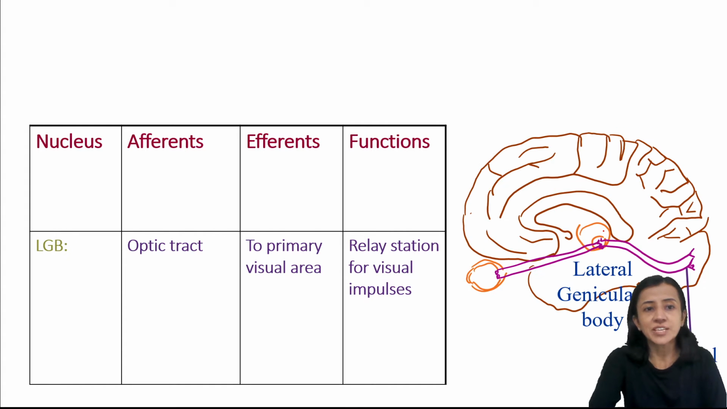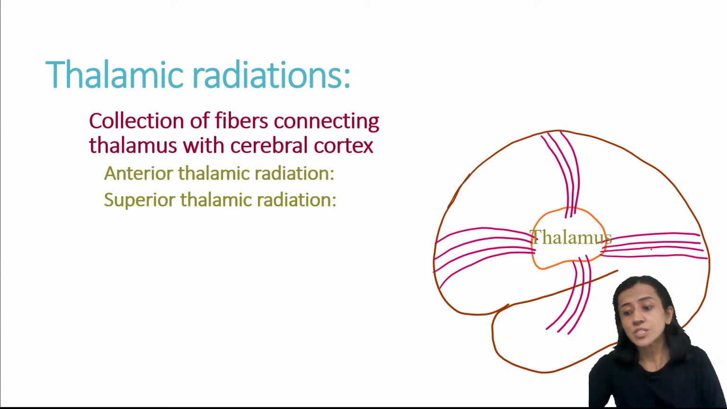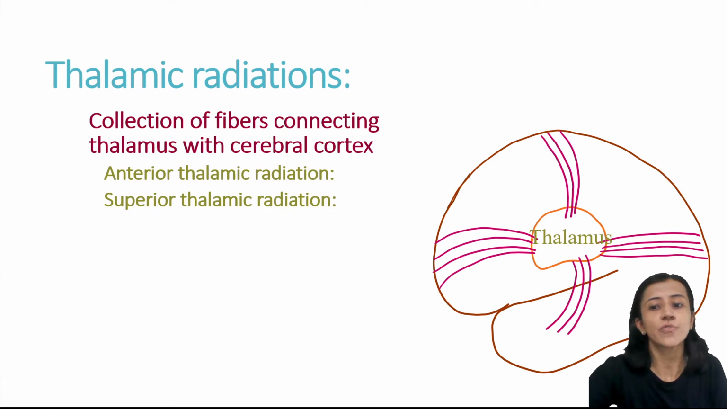Okay, the lateral geniculate body is the relay center for visual information. So this is the lateral geniculate body here. Afferent fibers from the optic tract relay here, and then second order, third order neurons originate and end in the visual area, that is area number 17, the relay center for visual impulses. Okay, so this is about all the connections of thalamus.